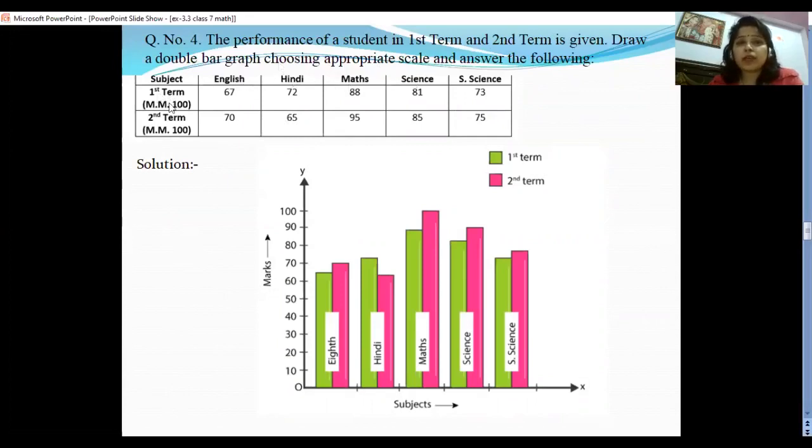First term scores are given, and the second term result is given, and both are out of 100 marks. Each question paper is of 100 marks. So in English, they have got 67 out of 100, and in term 2, they have got 70 marks. So this is the data. So we have considered green colored bars as first term, and the pink colored bars as second term. So marks we have to consider on the y-axis and the subjects we have taken on the x-axis.